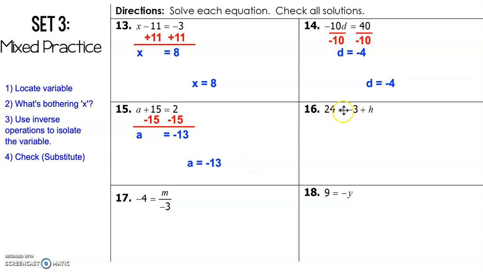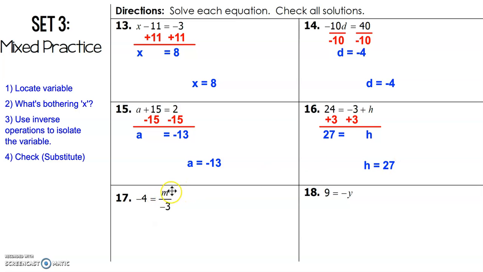In 16, I have an h here. We're adding a negative 3. So how do you get rid of that negative 3? You have to add. So when we add 3 to both sides, we get h is 27.